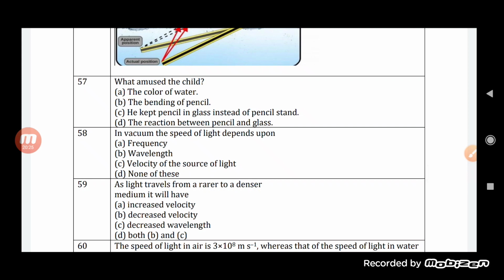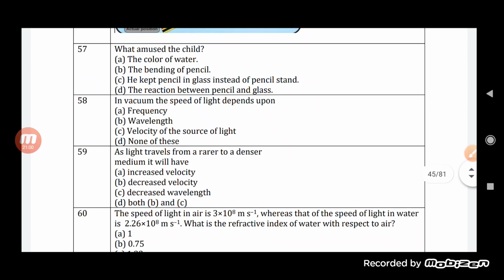In vacuum, the speed of light depends on frequency, wavelength, velocity, or none of these. So in vacuum, the speed of light depends upon the velocity of the source of the light, and that is different here. A light traveling from a rarer to a denser medium will have what velocity? It will be lesser. So we can say here that the velocity will decrease.